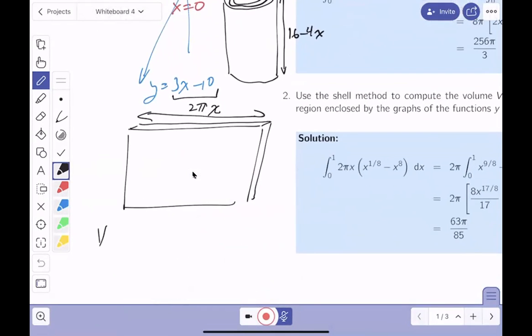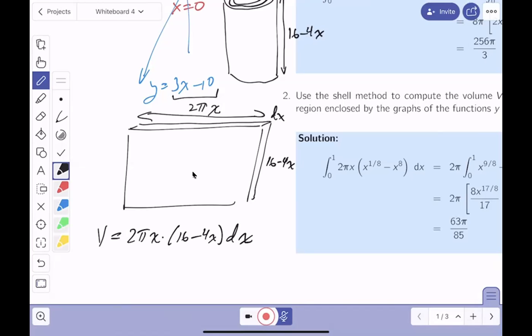I can put the volume down now. The volume of this thing is going to be, and again, this is 16 minus 4x, and the thickness is dx. That's going to be 2 pi x times, it's a box, it's pretty easy, 16 minus 4x, and then dx. I'm just taking a representative box from this picture over here.